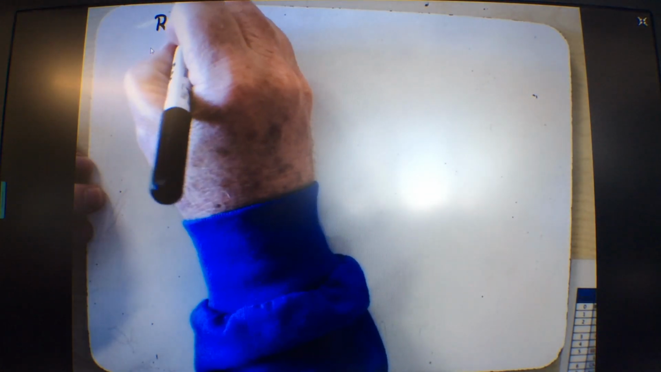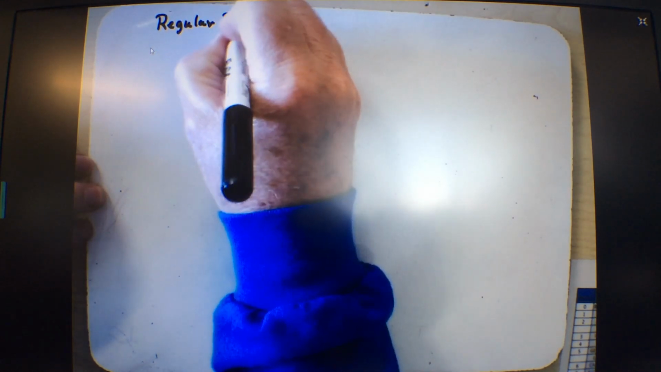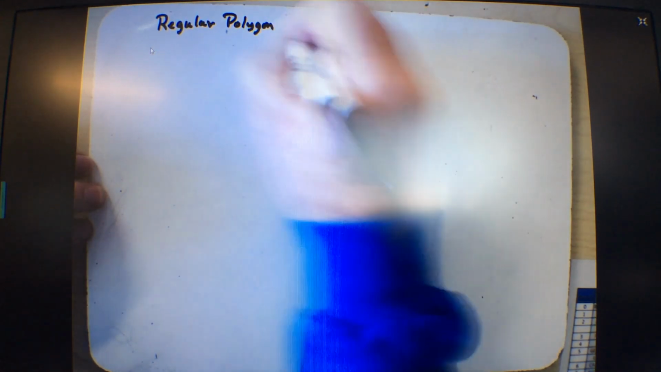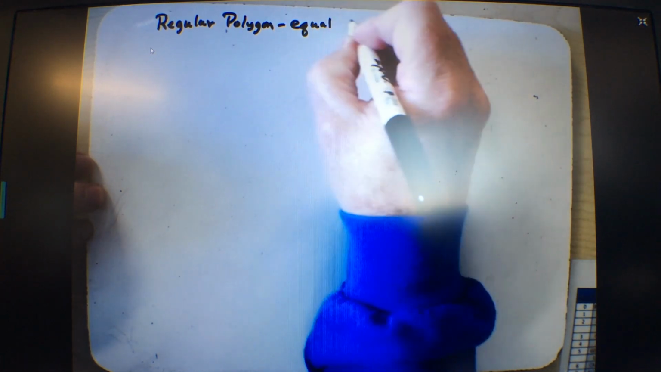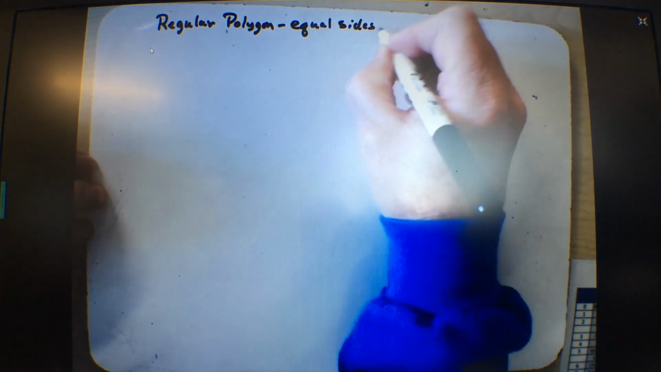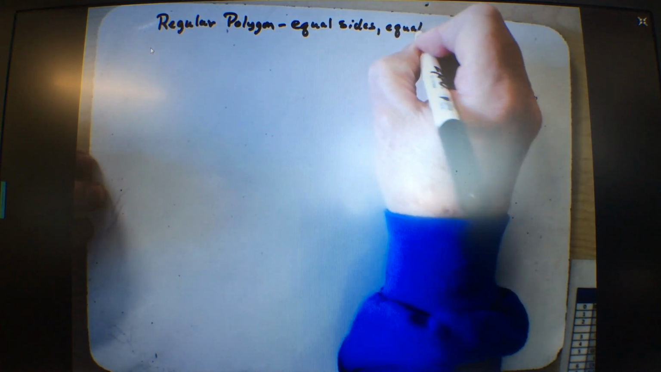What's a regular polygon? Equal sides. Okay, so a regular polygon is a polygon with equal sides and equal angles. Yep. Okay, so remember that as we go through this. We're talking about these kinds of things, and we want to find the area. And so we're looking for what to do here.